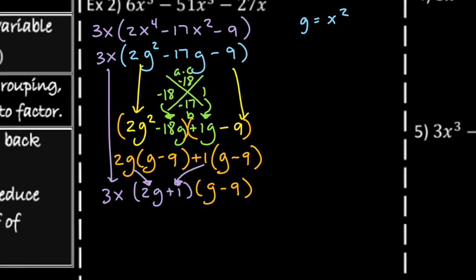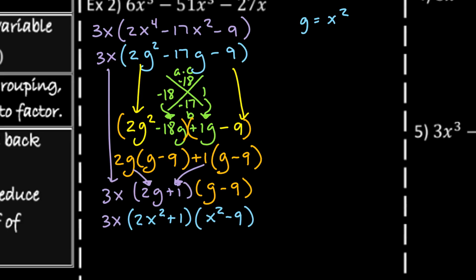What do I do now? Are these any more factorable as they are? Can I factor 2g plus 1 anymore? No. Can I factor g minus 9 anymore? Oh, no. So now what do I do? You plug it back in. Yes, you replace g with x squared. So now I have 2 times x squared plus 1 and x squared minus 9.